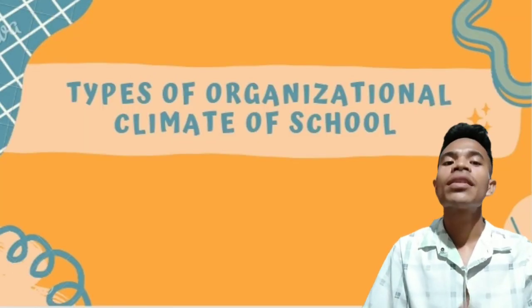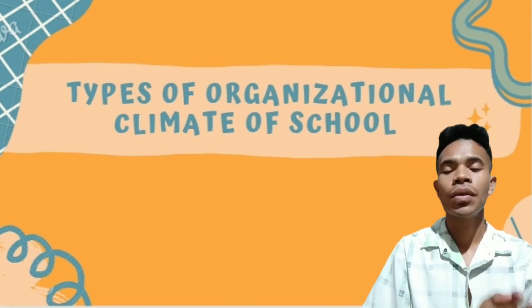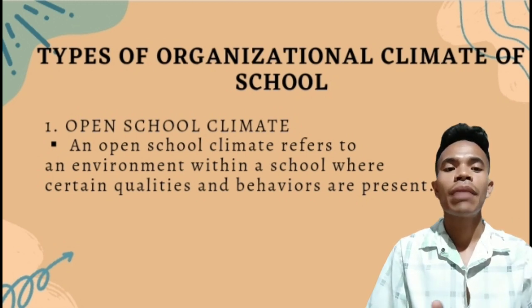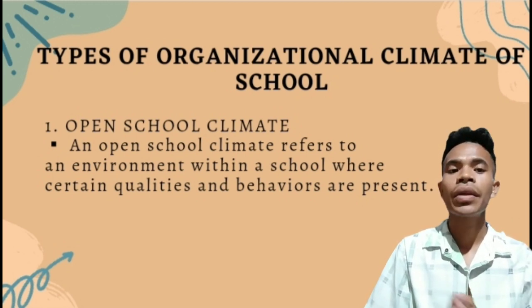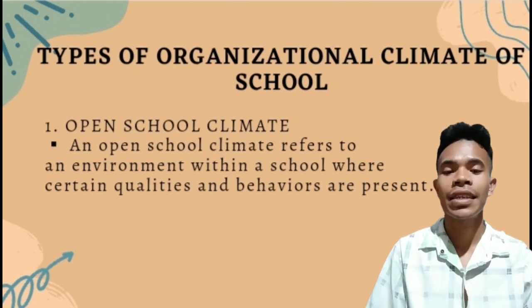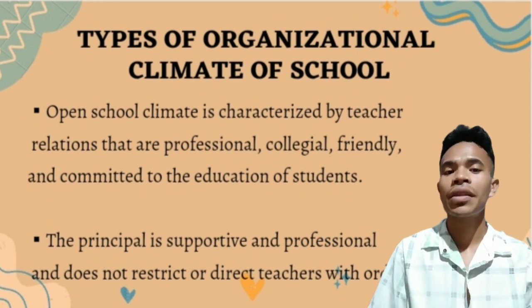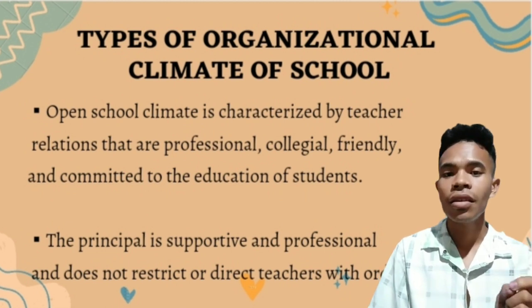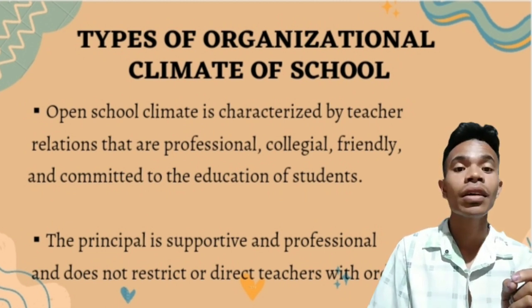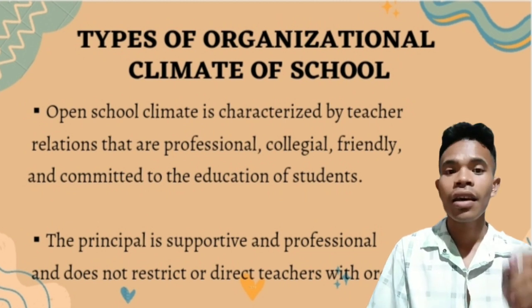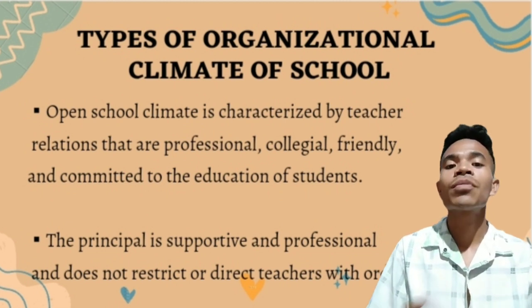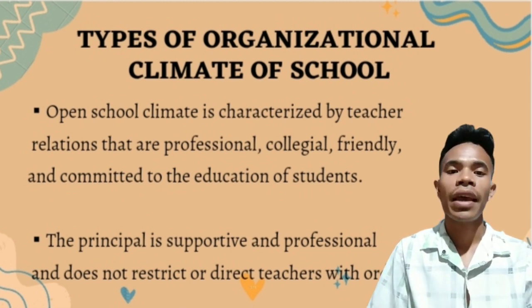Moving on to the types of organizational climate of school. The first one is open school climate. An open school climate refers to an environment within a school where certain qualities and behaviors are present. Open school climate is characterized by teacher relations that are professional, collegial, friendly, and committed to the education of students. This means that teachers interact with each other in a respectful and supportive manner, valuing teamwork and collaboration.